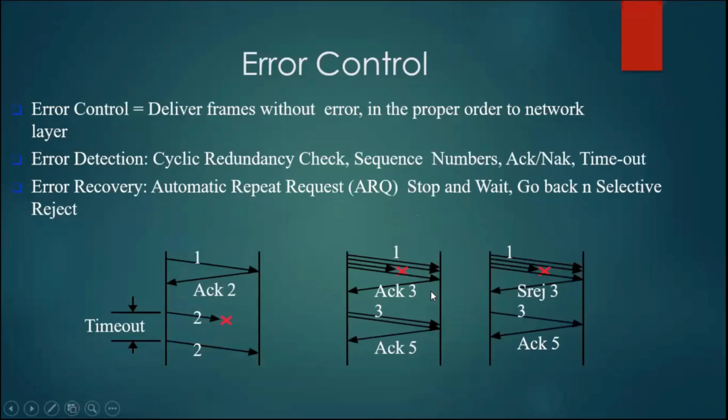Then you have error controls. Error control is about delivering a frame without an error, in proper order, to the network layer. When the frames are received at the destination without any error, it means the network layer worked properly: there was no congestion or jam in the network, and not too much communication was being sent across.